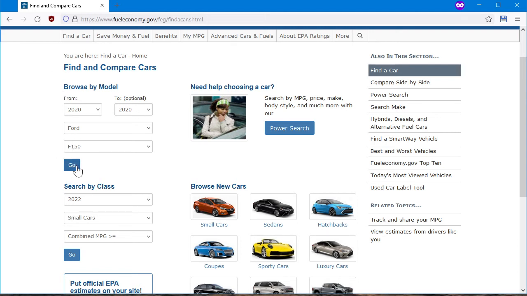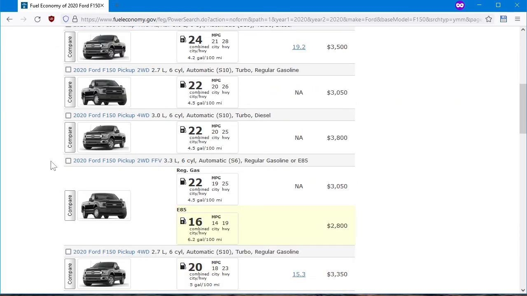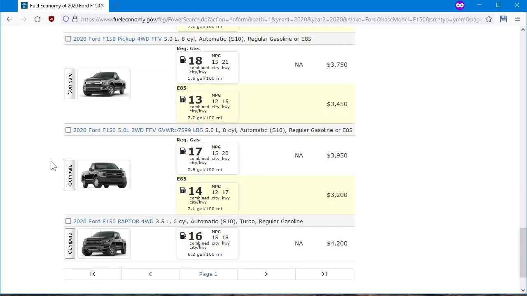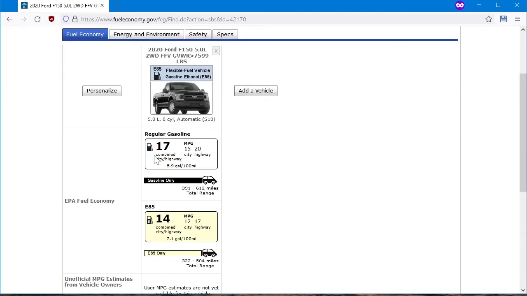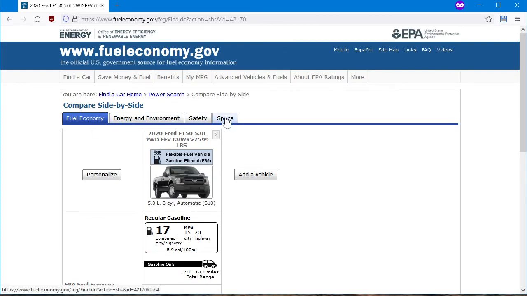Okay, so Ford F-150, right. Now let's pick the most American Ford, which is the one that has the most shamefully low gas mileage. There we go. Shamefully low gas mileage. 20 highway, right. Okay, so let's look at the specs.